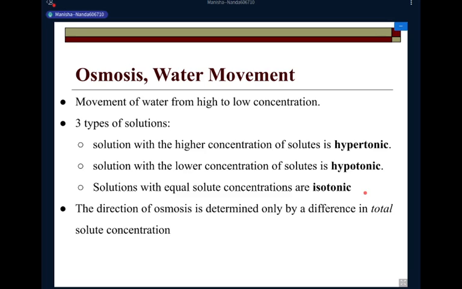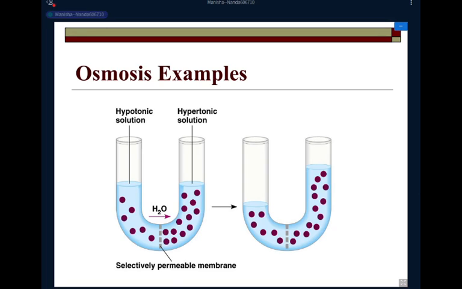So water will always move from a hypotonic to a hypertonic solution unless the concentration is isotonic. You just have to keep in mind the difference between osmosis and diffusion. Diffusion we talk in terms of solute, whereas osmosis we always talk in terms of movement of water. Okay, so you can take a look at this figure and see how from a hypotonic solution the water moves towards the hypertonic solution.